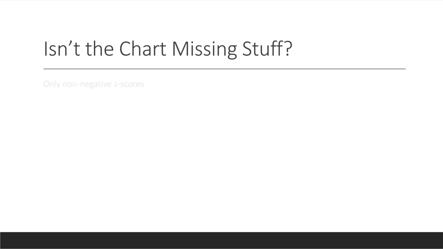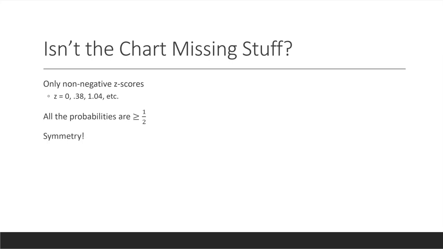Isn't the chart missing stuff? For instance, it only has non-negative z-scores, like 0, 0.38, 1.04, etc. And all the probabilities are at least 1/2. Luckily, we can use symmetry to figure out what other values are.